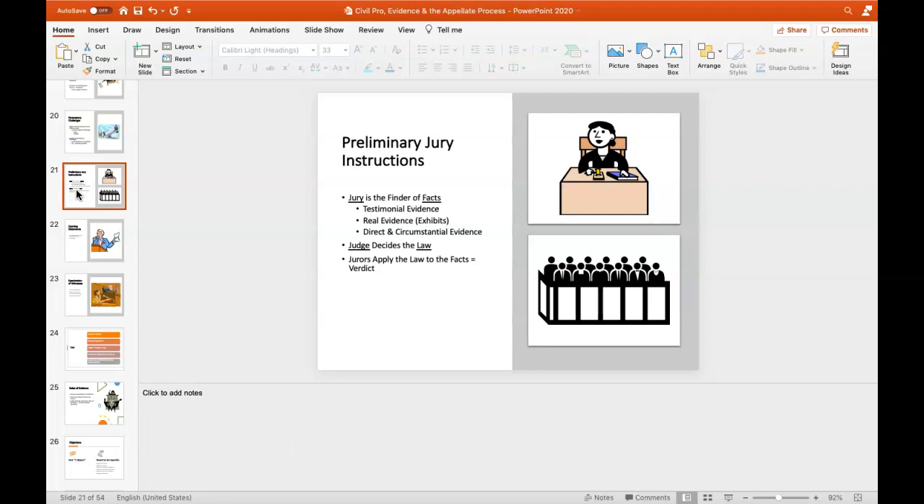Once the jury is selected, trial is almost ready to begin. First, the jury needs preliminary jury instructions. The judge instructs the jury that their role is primarily to decide what the facts are from the evidence shown at trial and to apply the law to the facts. The jurors must apply the law even if they don't agree with it.